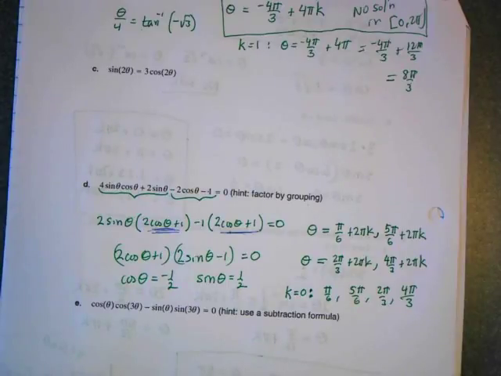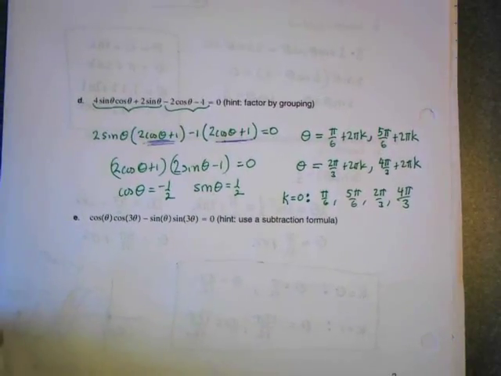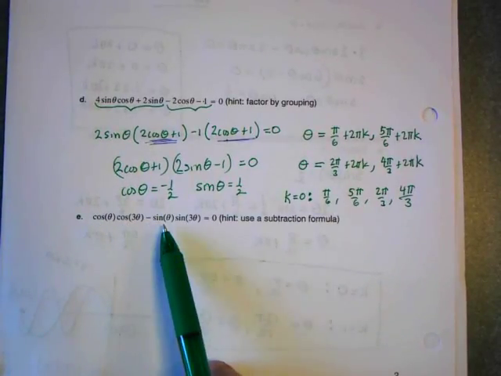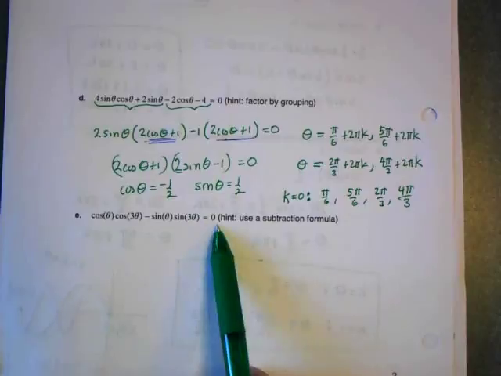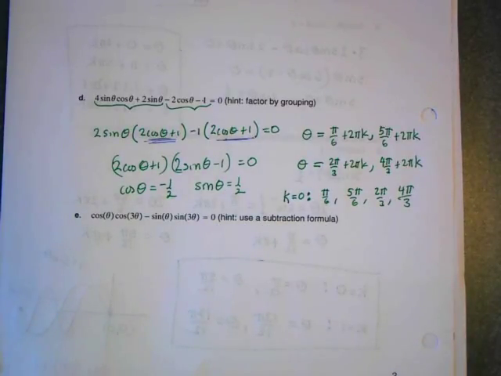Questions on that one? All right. Good question. Next one. It says, you've got cosine theta, cosine 3 theta, minus sine 3 theta equals 0. One of the things you don't have to memorize. That's correct.